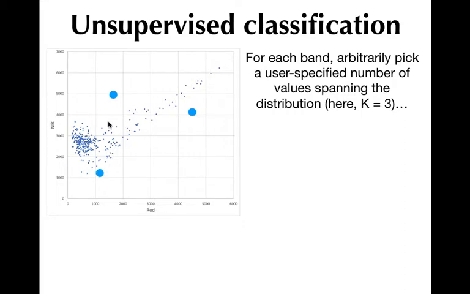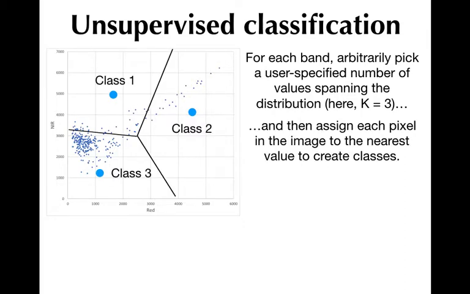Well, once I have those 3 random values, then all I need to do is to pick out all the pixels that are closest to class 2, that would be these, and call those class 2 pixels. All the ones closest to class 1 are class 1 pixels, all the ones closest to class 3 are class 3 pixels. So now I've got a classification scheme based on these 3 random values.